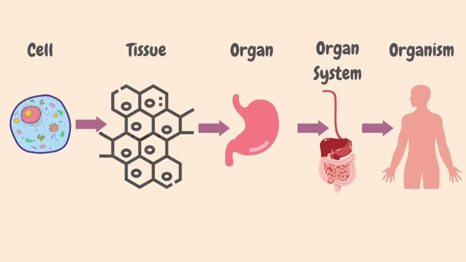Groups of similar cells form tissues. Groups of different tissues make an organ. A group of organs function together to make an organ system. Cells, tissues, organs, and organ systems combine to form a multicellular organism. In addition to the basic cell, an organism has specialized cells which have specific functions.